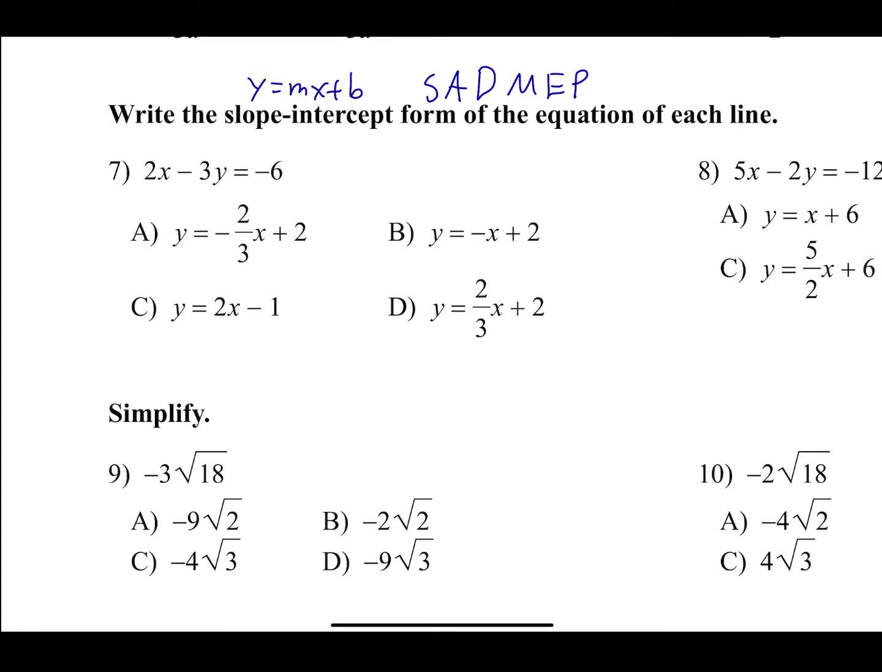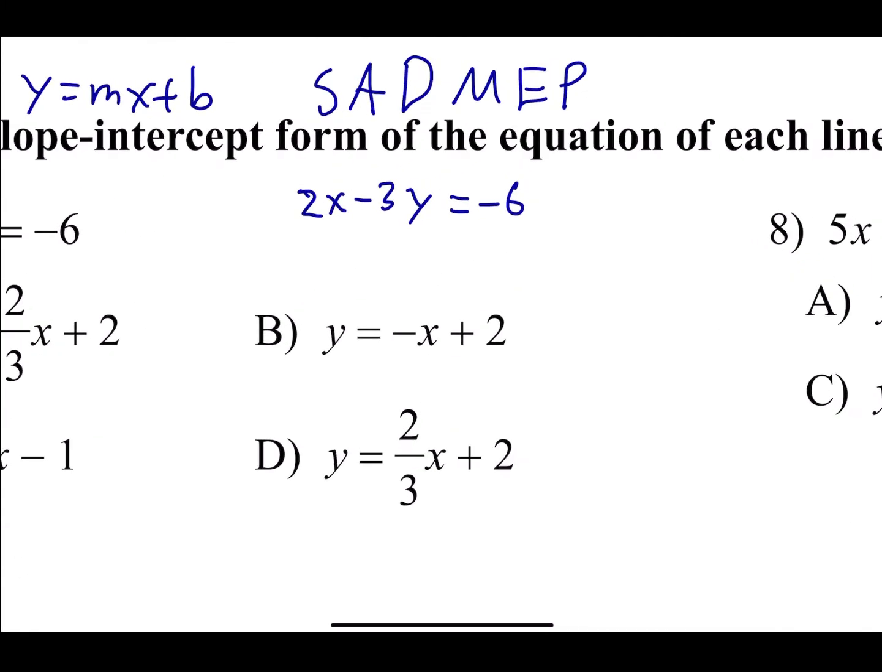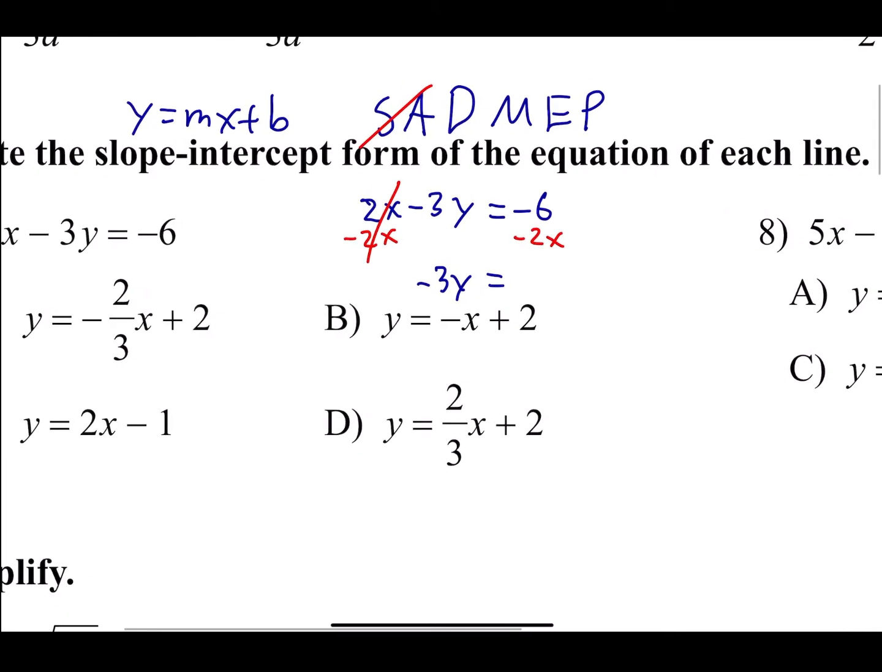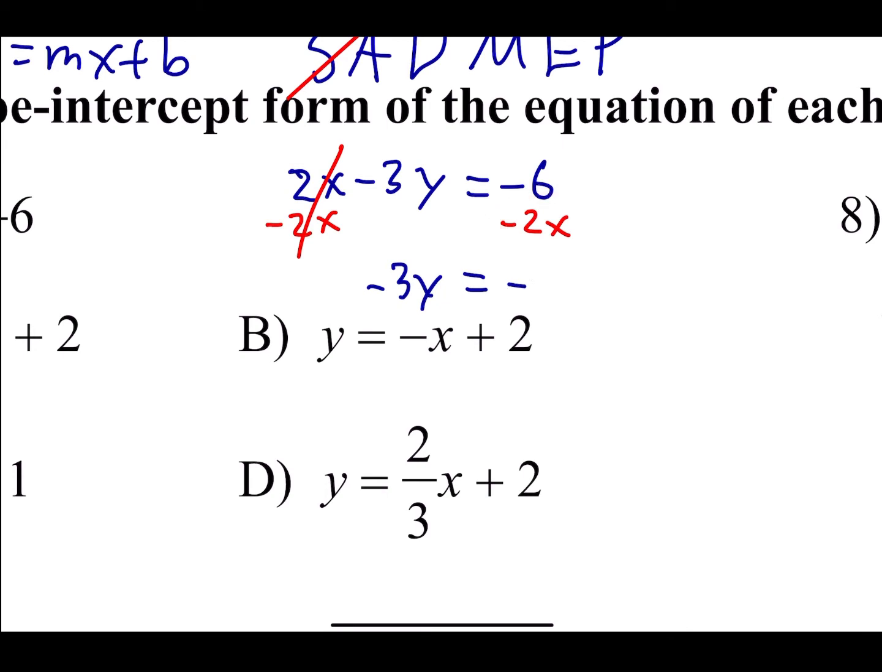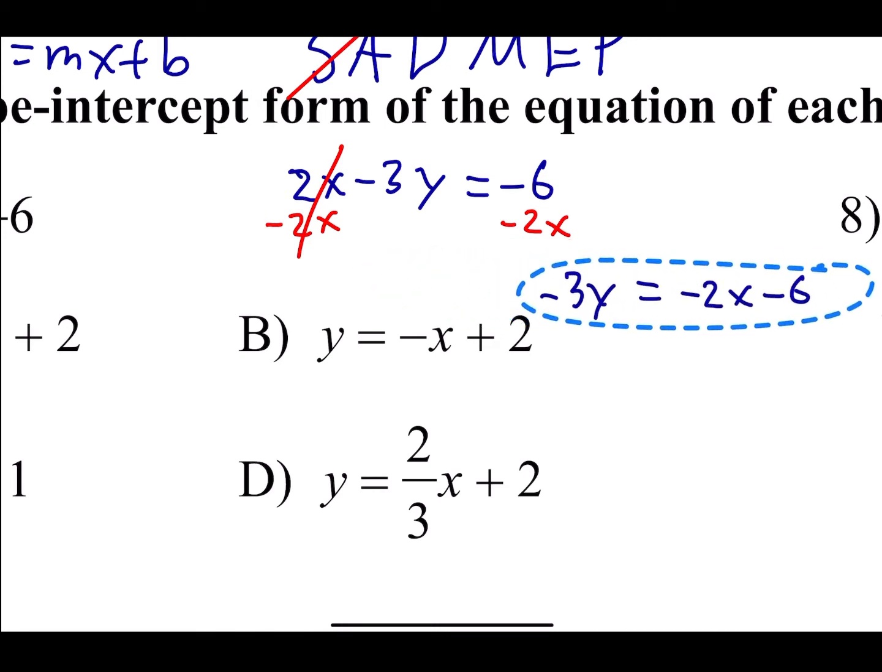Let me explain. I take 2x minus 3y equals negative 6, and I do SADMEP. Can I add or subtract something to the other side to get this term, y, all by itself? Well, sure. The opposite of positive 2x is minus 2x. So we've got rid of the addition, we've done subtraction or addition. So we have negative 3y equals, well, which should I write first? These aren't like terms, so I can't put them together. And I want it to look like mx plus b, so let's write the minus 2x first, and then the minus 6. Okay, we've done subtraction. Got that out of the way.